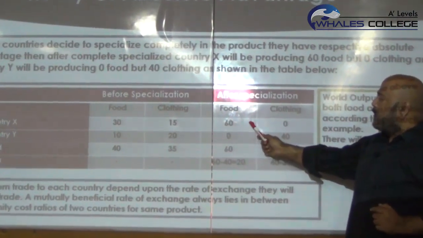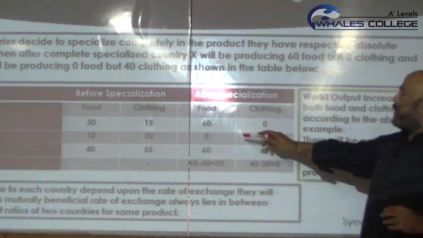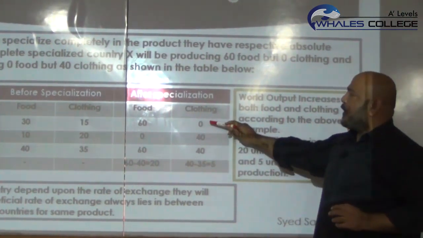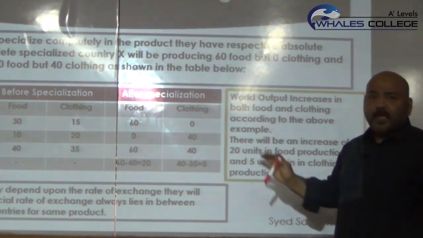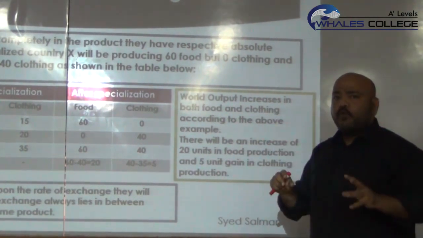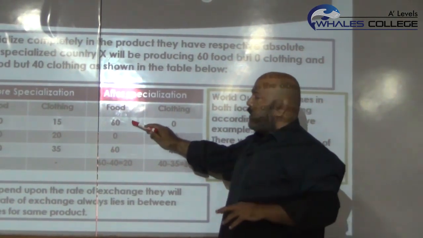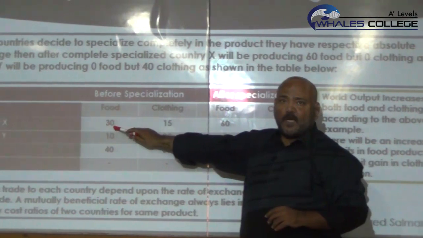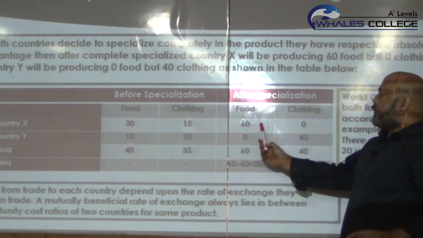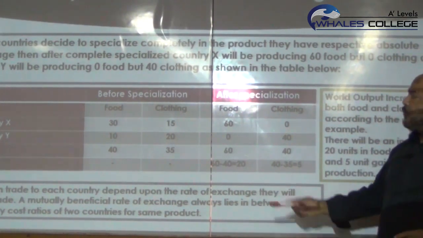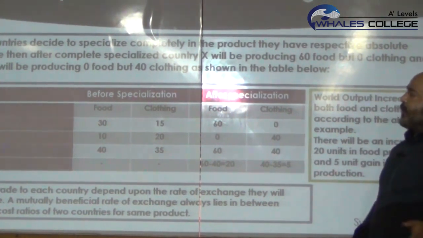Now, country X, which had an absolute advantage in food, has become a specialist in food and discontinued the production of clothing. If all the resources which were previously distributed between food and clothing now focus on only food, then due to the specialization the output of food has doubled. You can see that before specialization it was 30; when the country focused on only one good, due to all the resources diverted towards this good, the output is double, that is 60.